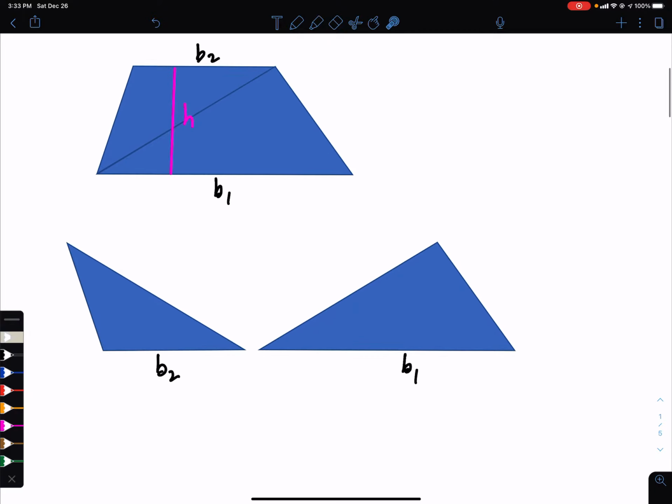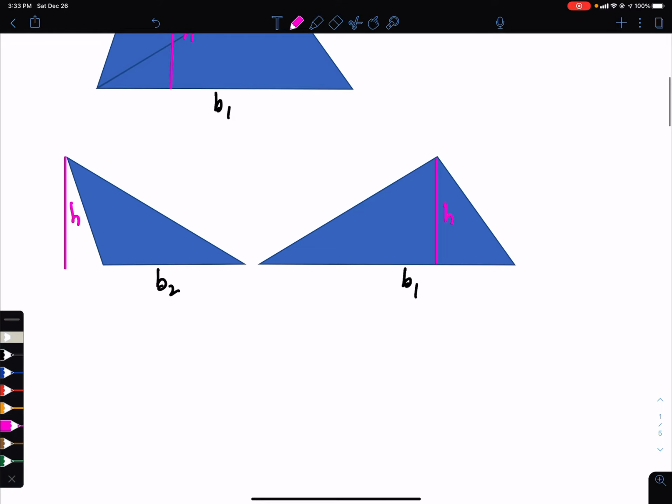Now, what are the heights of these triangles? Well, they both have a height of H. So I'm going to call this H, and the height from here to the bottom here is also H. They both have the same height. And everyone remembers the area of a triangle, so I'll do area of triangle 1. It's 1/2 the base times the height.